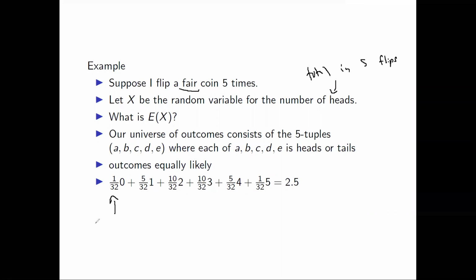So this 1 over 32, that's the probability that X equals 0. Because we're saying, what's the probability that we have 0 heads? So that would be the probability of getting only this sequence, T, T, T, T, T. And that is just 1/2 to the 5th, which is 1 over 32. So we're taking the probability of getting 0, and then we're multiplying it times 0.